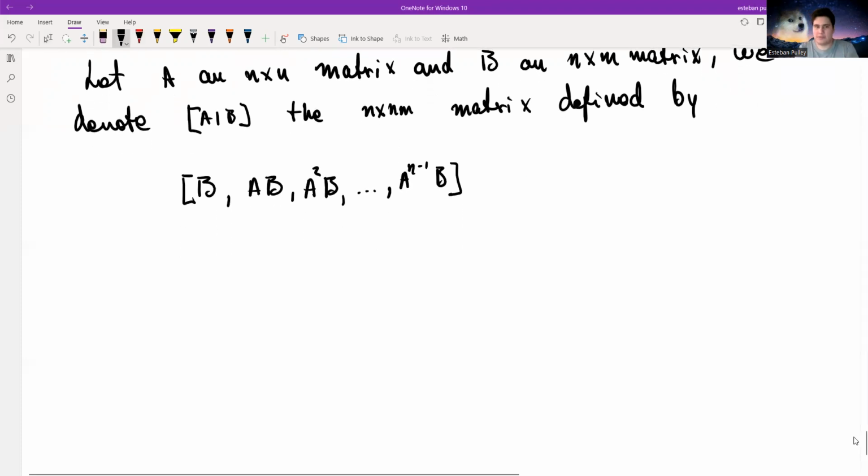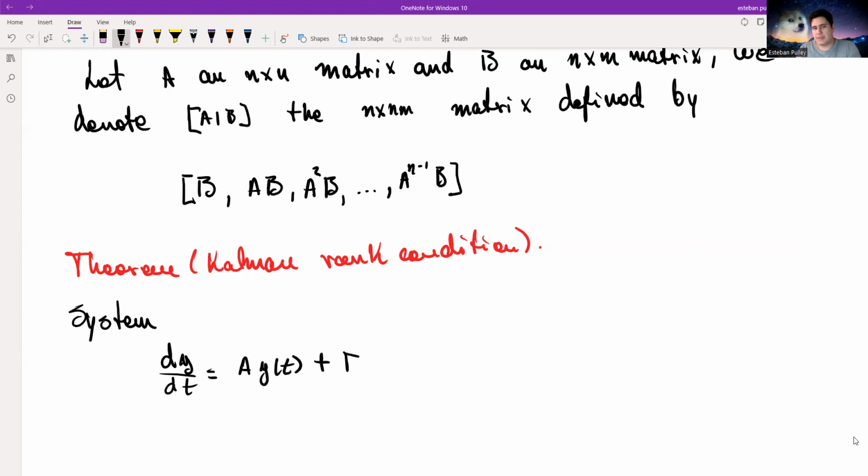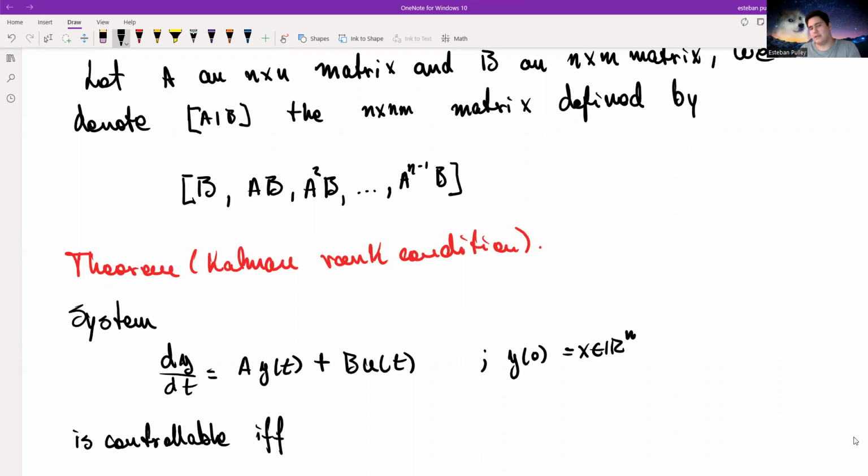So we have one of the most important theorems of this video, called the Kalman rank condition. What does it say? It says that the system dy/dt = a y(t) + b u(t) with the initial condition y(0) = x, and this x is an element of Rn, is controllable if and only if the rank of this matrix is equal to n.